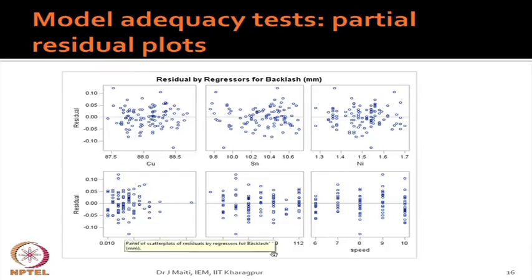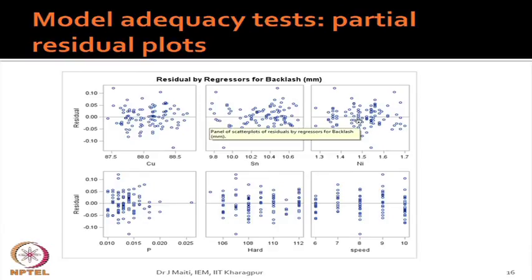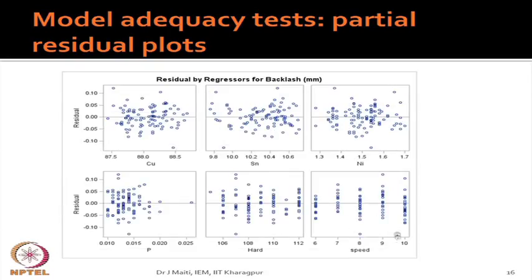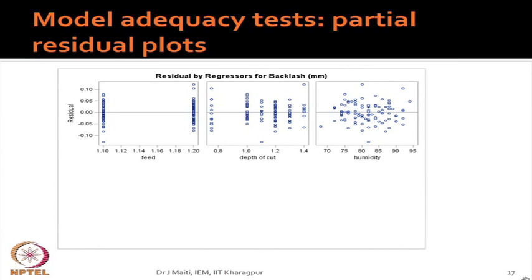Okay. And interestingly, copper, silicon, nickel are not contributing much in explaining the variability, and as a result here also you are not getting any trend. If there is any variable which contributes, then there will be a trend. So, here I think the speed is contributing, so this line is a little inclined, but that inclination is not apparently visible. Okay.